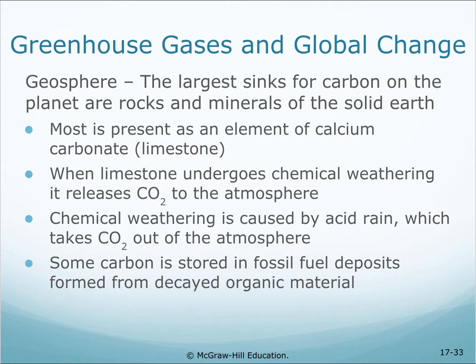The geosphere. The largest sinks for carbon on the planet are rocks and minerals of the solid earth. Most is present as an element of calcium carbonate or limestone. When limestone undergoes chemical weathering, it releases CO2 to the atmosphere. Chemical weathering is caused by acid rain, which takes CO2 out of the atmosphere. Some carbon is stored in fossil fuel deposits formed from decayed organic material.